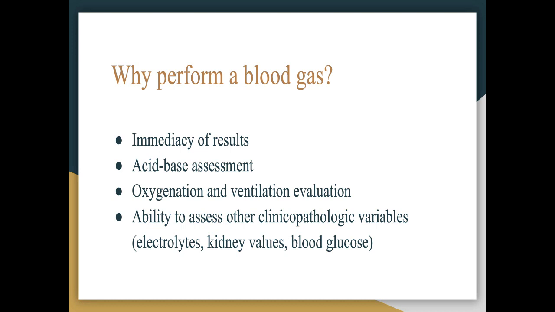Studies in human medicine have shown that blood gases are more likely to identify hypoxemia in patients, especially amongst outpatients, than a physical exam or pulse oximetry. A number of blood gas machines also allow us to assess other clinicopathologic variables and have added in analysis of electrolytes, kidney values such as BUN and creatinine, and blood glucose, expanding their utility.